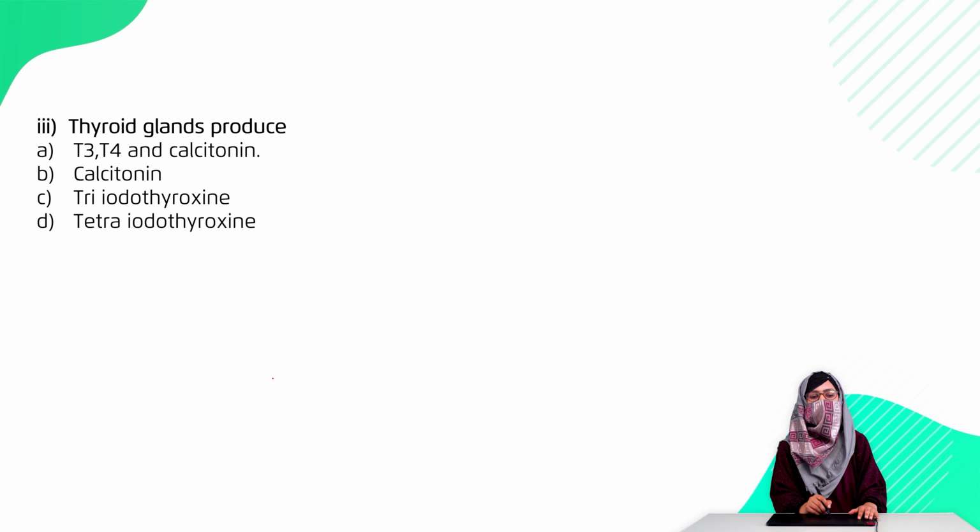Third, thyroid gland produces: option A, T3, T4 and calcitonin; option B, calcitonin; option C, triiodothyronine; option D, tetraiodothyronine. The right option is option A, T3, T4 and calcitonin.